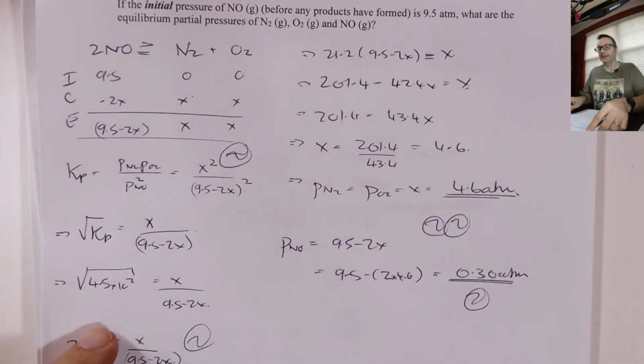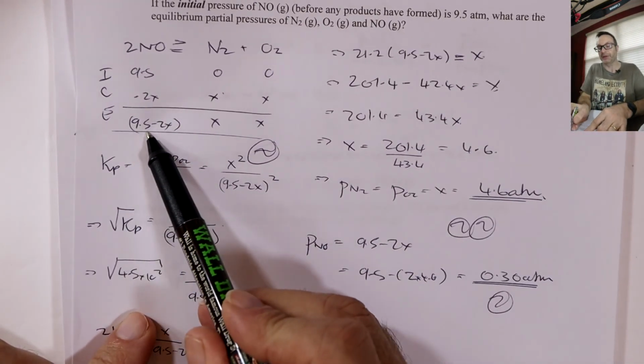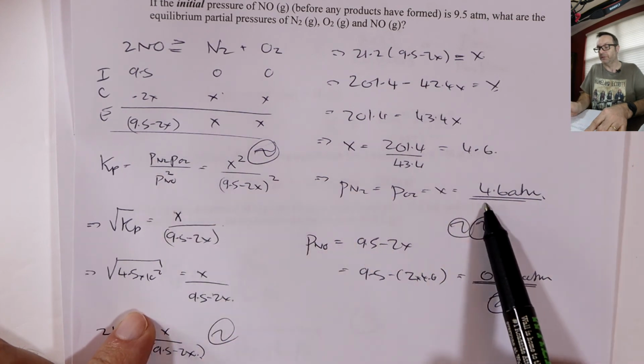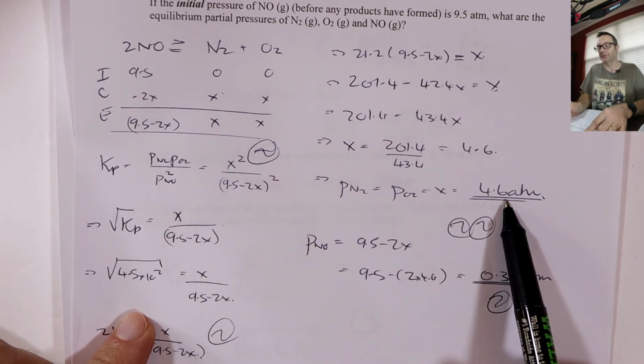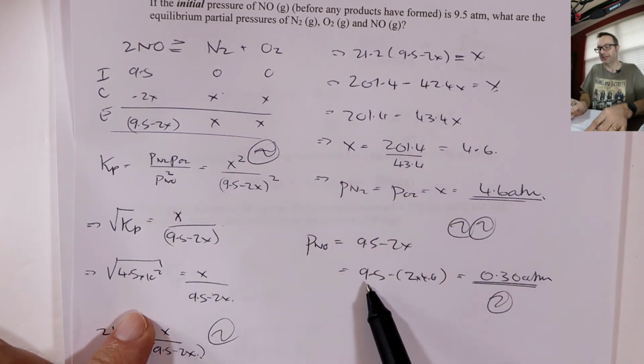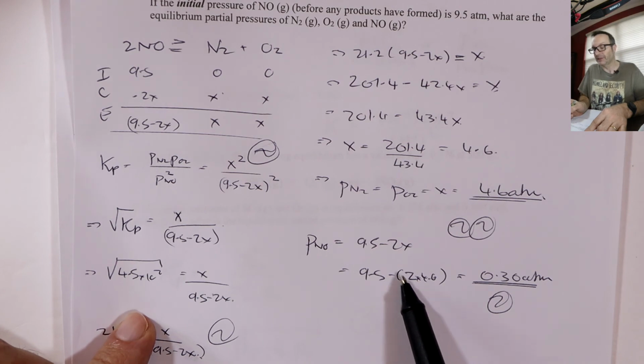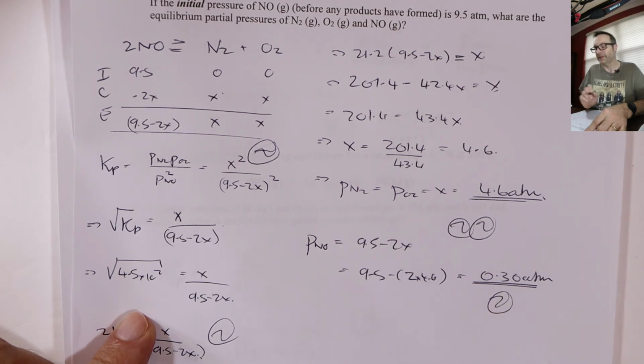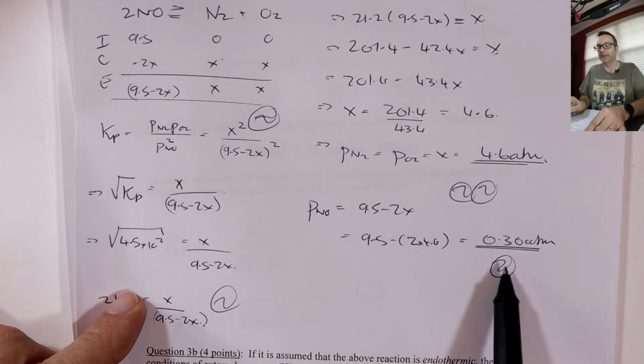On the other one, just real quick, same exact setup, but we've got 9.5, and then 4.6 for X, which is the pressures of the two individual gases, and 9.5 minus 2X, 0.3 for NO. And same answer at the bottom. Hopefully that makes sense.